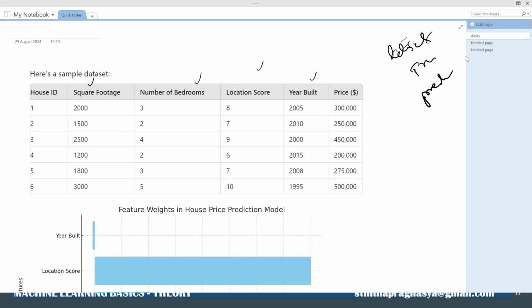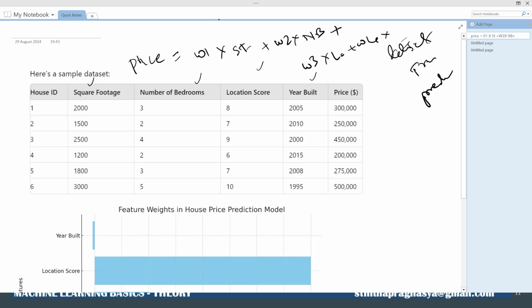What is the formula for a linear regression model? For this particular example, the predicted price will be calculated something like W1, weight 1, times square footage, plus W2 times number of bedrooms, plus W3 times location, plus W4, what is it? Year built. And it is not done yet. Then at the end you will have plus B. What is this B? B is the bias term.